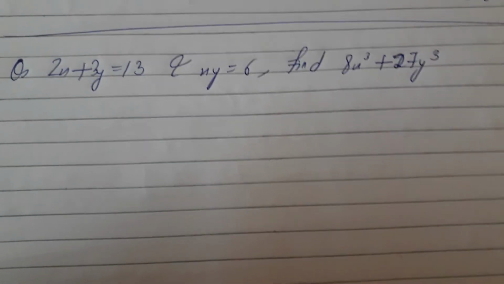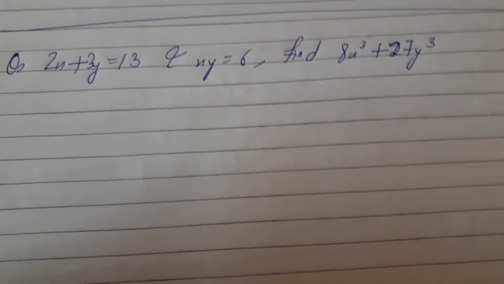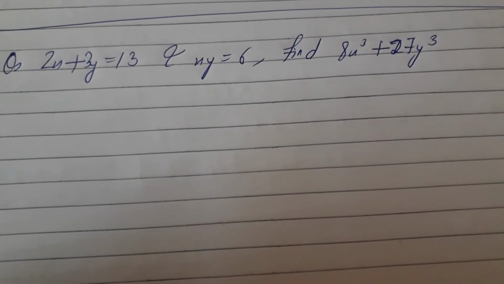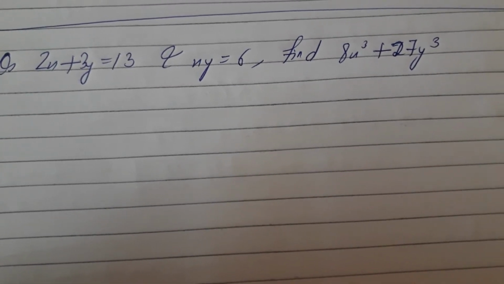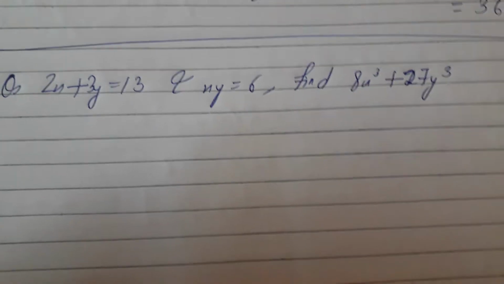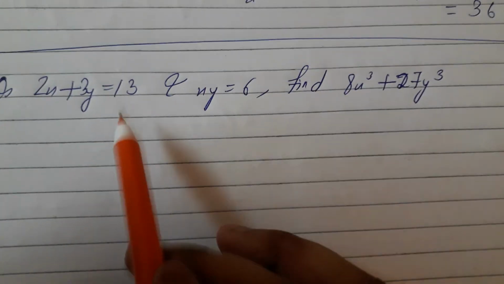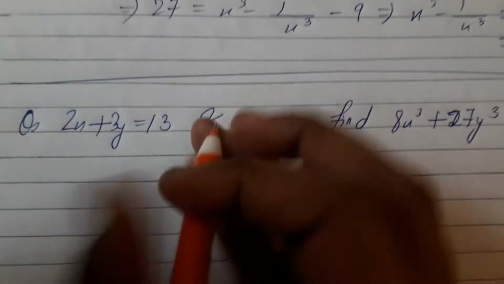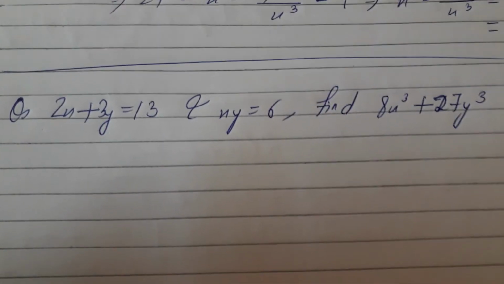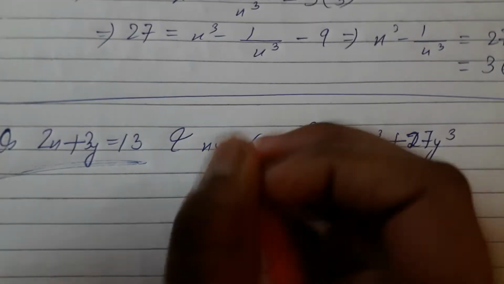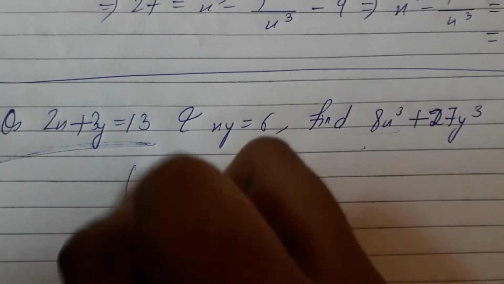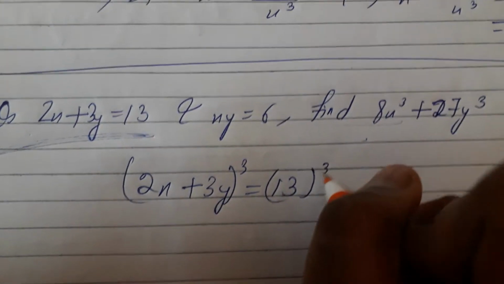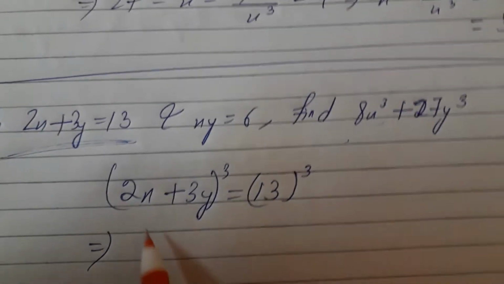Now see, the next question is given: 2x plus 3y is equals to 13 and xy is equals to 6. Then you have to find 8x cube plus 27y cube. Now see one thing, that 2 cube means 8 and 3 cube means 27. So you have to first start with this part. First you have to write this part, as this is the cube of this. Now see, cubing both the sides, you will get this.